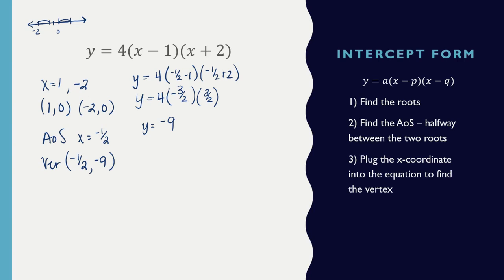So we have found our intercept form here. Oh, the other thing I wanted to talk about is A. So A is positive, which means that the graph opens up and our vertex is going to be a minimum. So the graph opens up and we have a minimum at the vertex of negative 1/2, negative 9.